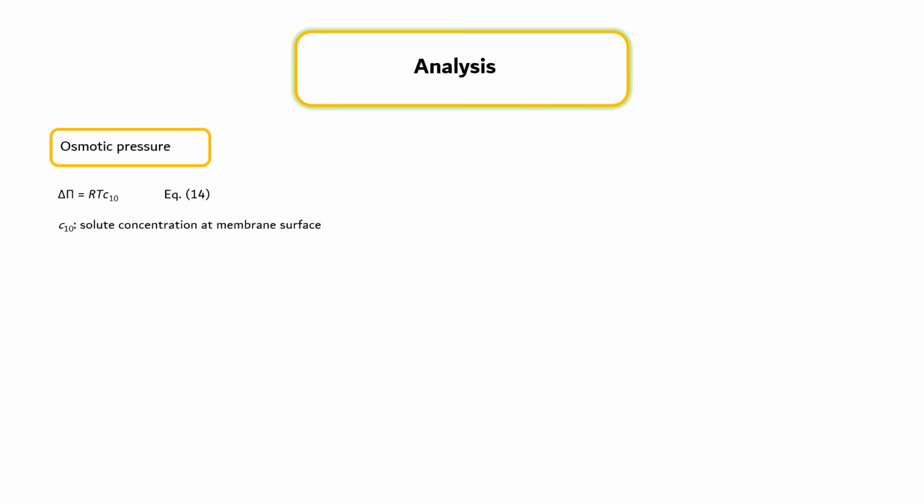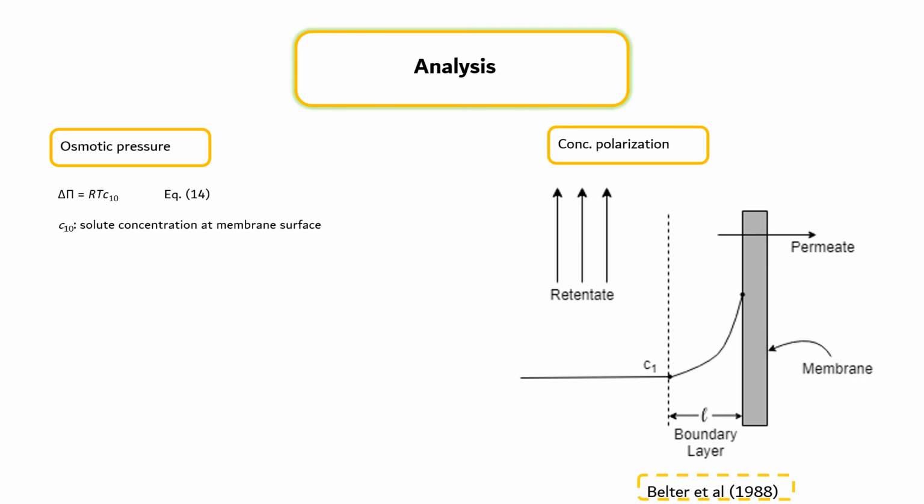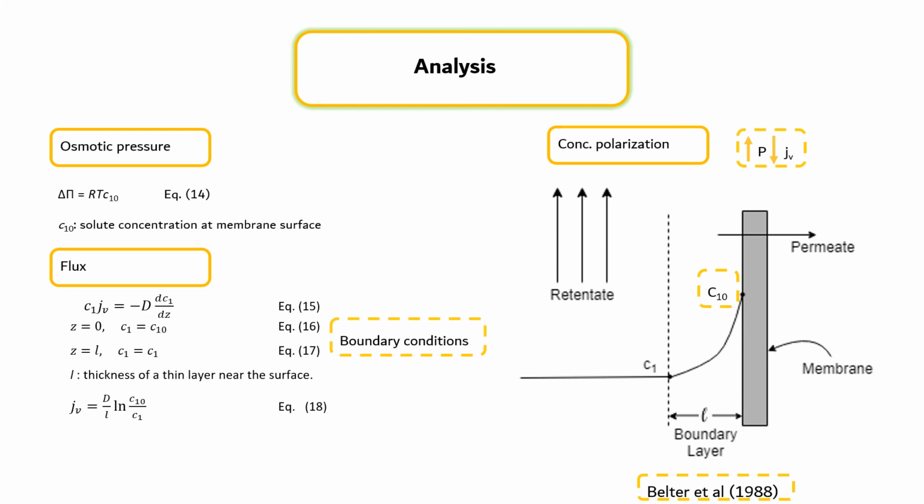For a dilute solution, osmotic pressure can be calculated using equation 14. Concentration polarization near the membrane surface is shown in the right figure. Due to incomplete mixing in a tank, the concentration at the membrane surface may be much more than that in the bulk because the solvent flux through the wall strands solute near the wall. Concentration polarization augments the osmotic pressure and hence reduces the flux through the membrane.